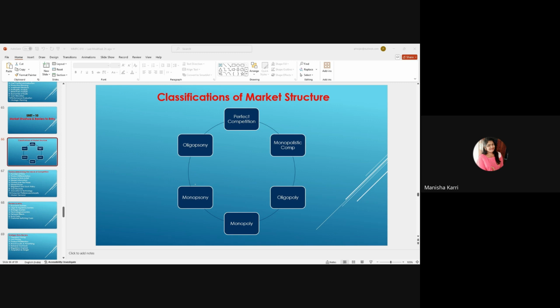So another topic is factors determining the nature of competition. The nature of competition in the market is determined by various factors that influence how firms interact, how prices are set, and how products are differentiated. These factors include the number of firms, product differentiation, barriers to entry and exit, market information, and control over prices. These are all the determining factors of the nature of competition.